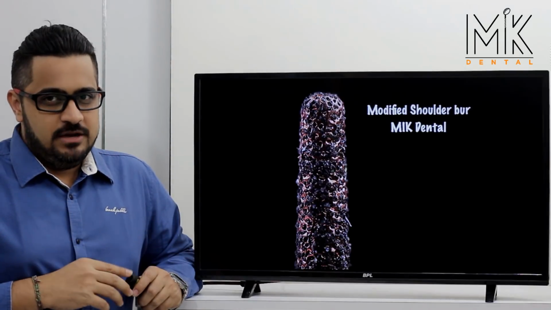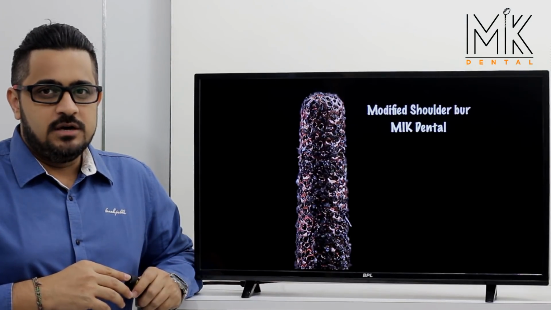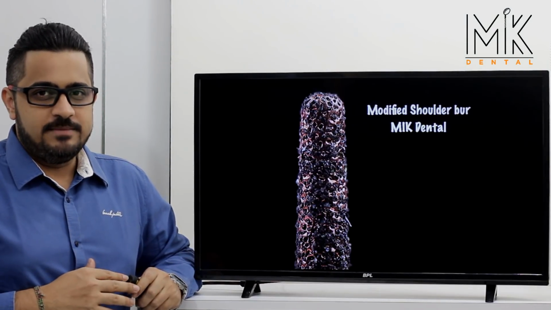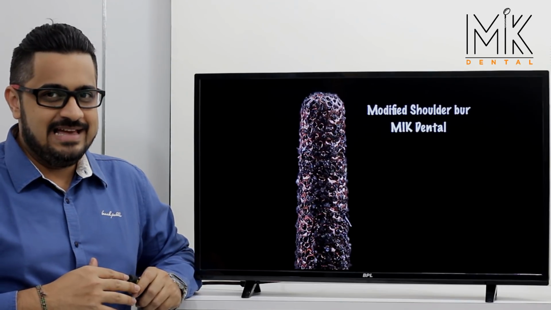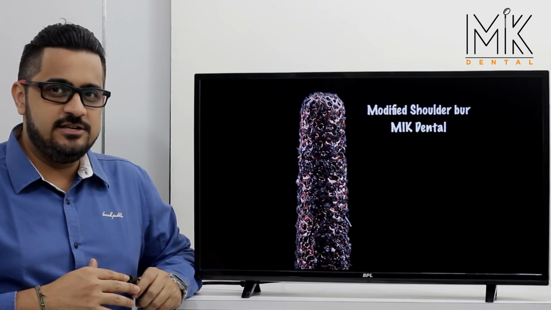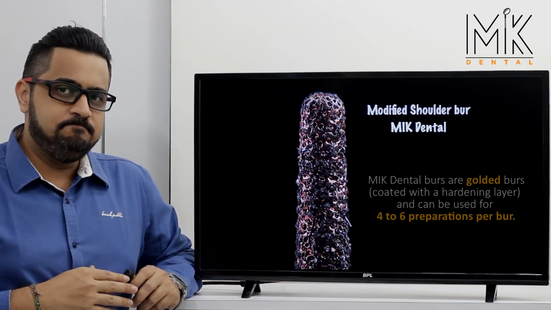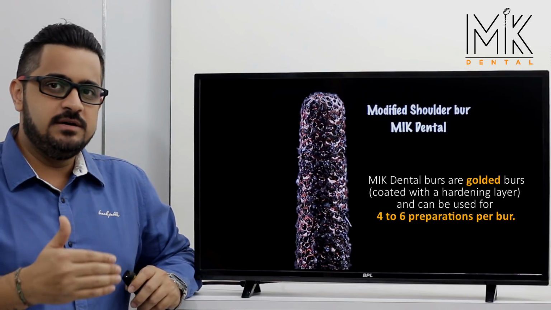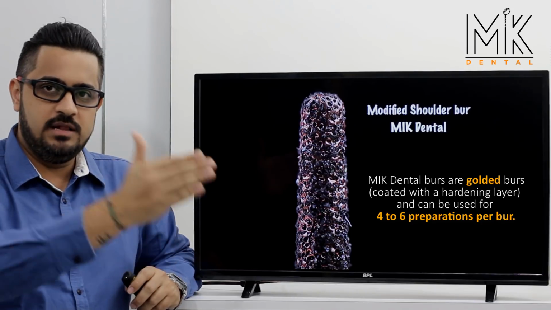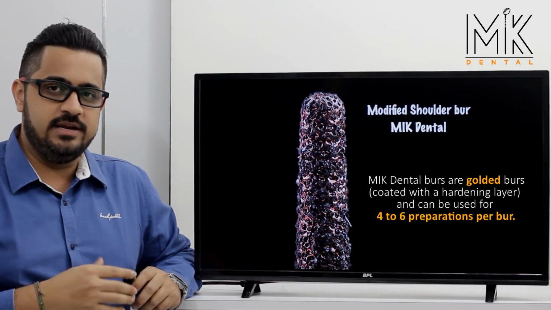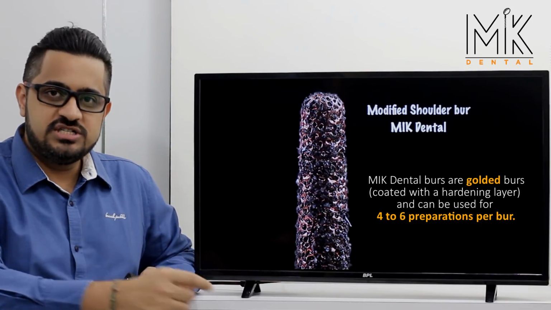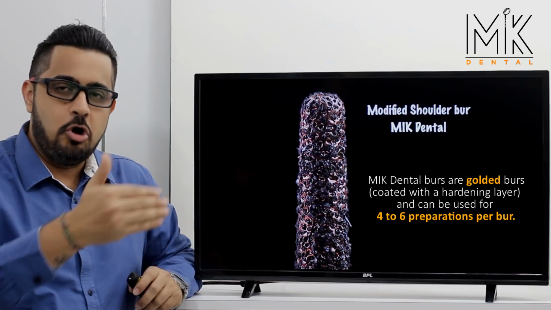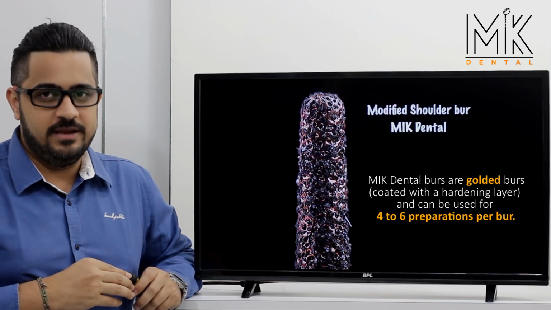Showing you an example of what an MS burr looks like. This is an MS burr from MIK Dental. Appreciate the fact that the tip is flat and the edges are rounded. Now, friends, what's important to understand is that the MS burr is essentially used at the buccal, the mesial and the distal margin, where porcelain is layered on top of the metal coping.